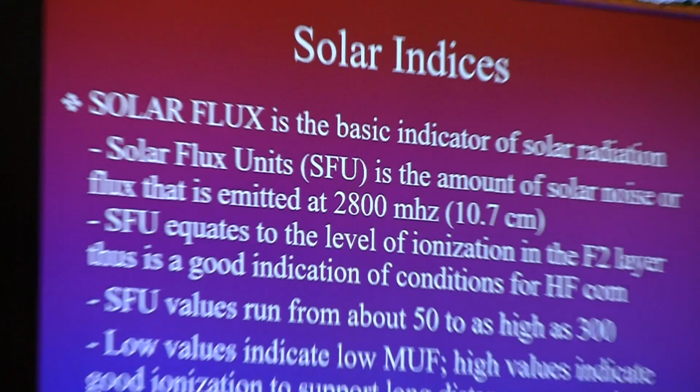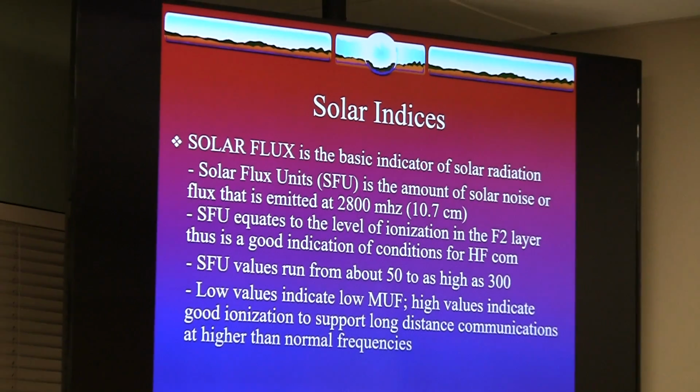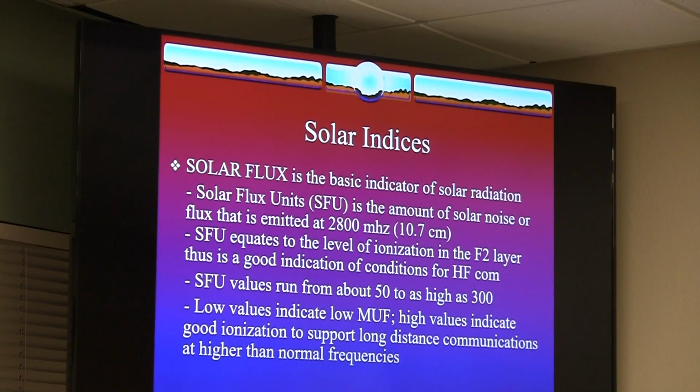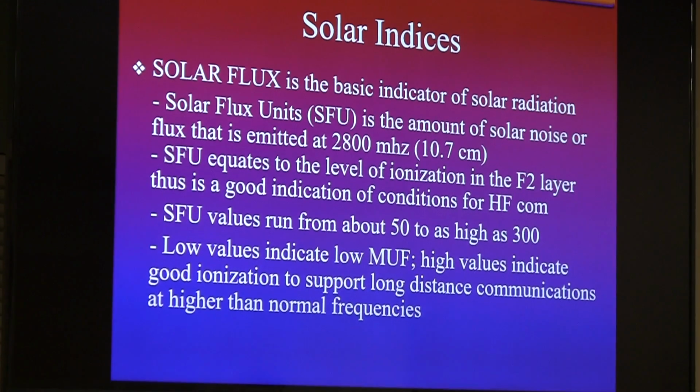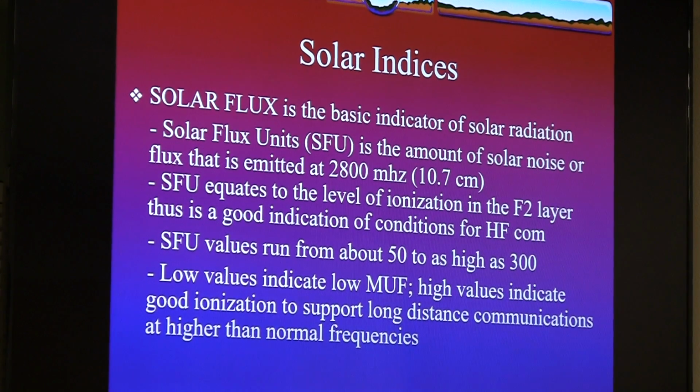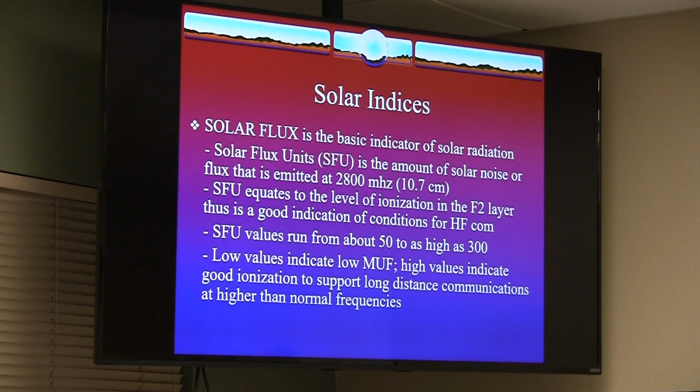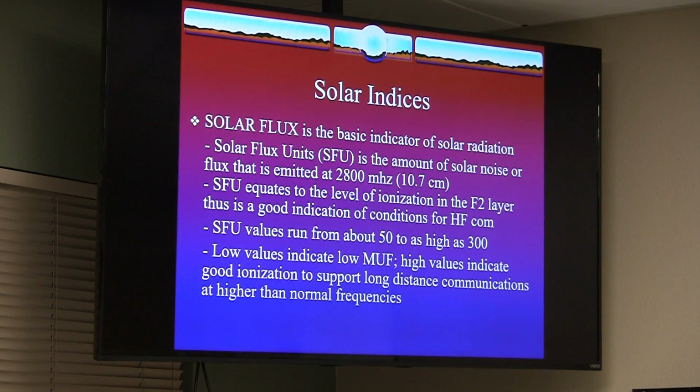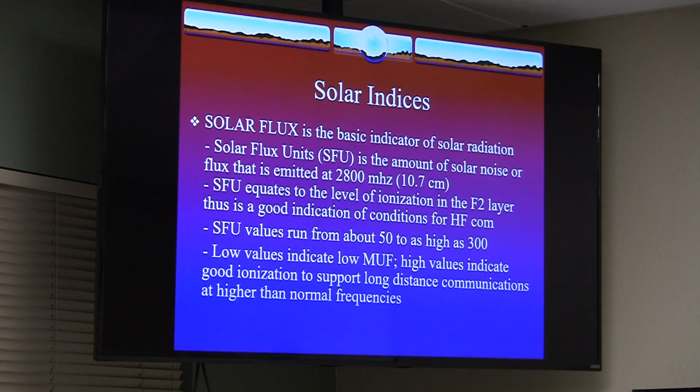Okay, so now we have the solar indexes. The big number is the flux, and that's a measurement of the radiation, solar noise. It's emitted at about 2.8 gigahertz, or 2,800 megahertz. The SFU equates to ionization in the F2 layer during the day, because remember, since it's based on the sun, it's only going to happen during the day, when the sun is facing where we are, where we care about. So it's a good indication of the HF conditions. Remember we said F2 is really the primary layer that we use during the day.